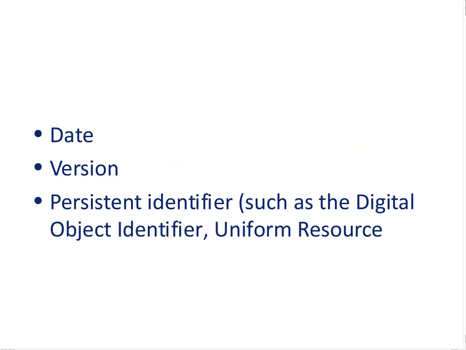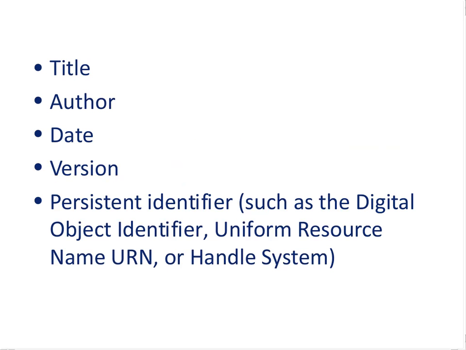These are the five things we recommend with every data citation: title, author, date, version, and some sort of persistent identifier. We use digital object identifiers, just as long as it's persistent and can point back to the data source.